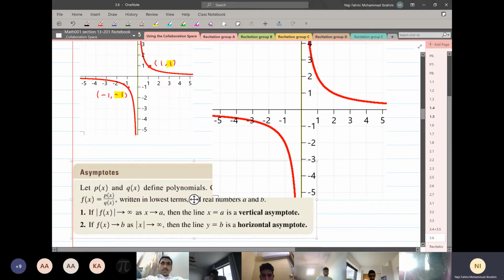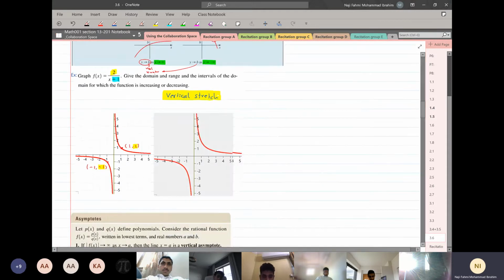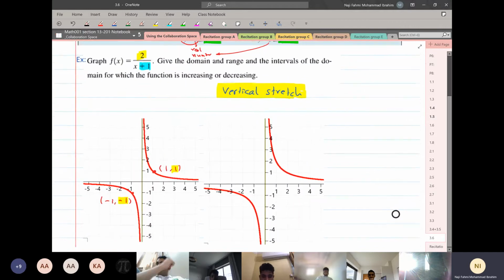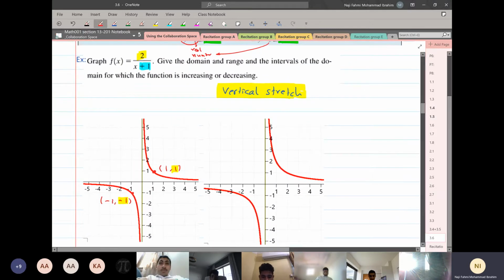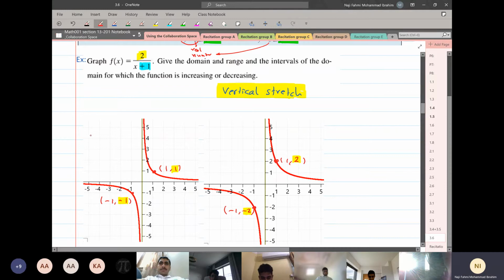This is my second graph of what? This second graph, you can see that the values of y have changed. Look at the values of y. What's the ordered pair that I'm plotting here? This ordered pair, the red one, Shabab, is 1 and 2. And this ordered pair is negative 1 with negative 2. So what did I do to the values of y here? I multiplied them by 2, because this is a vertical stretch. So the first graph is y equals 1 over x. The second graph is y equals 2 over x.